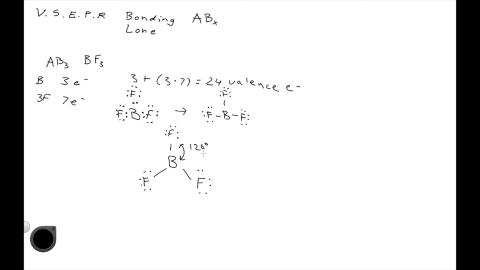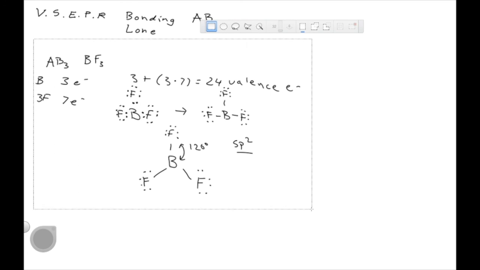And so, in this case, the central atom of boron trifluoride is going to be sp2 hybridized. Right, so that's how to find the molecular geometry of molecules that take the form of AB3. So now let's look at molecules that take the form of AB4.